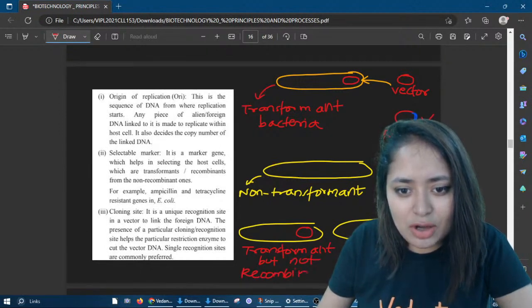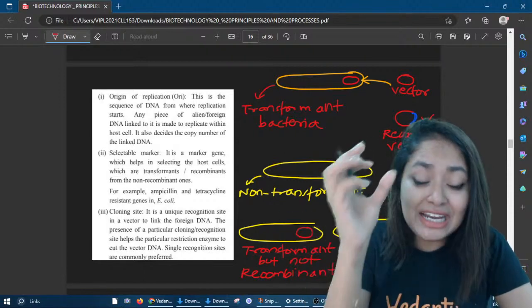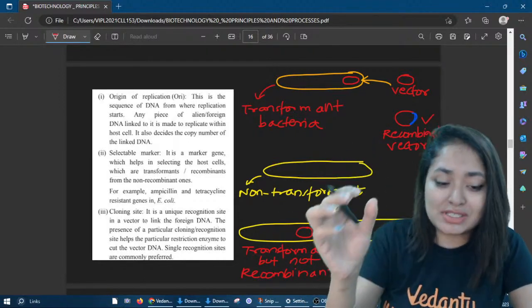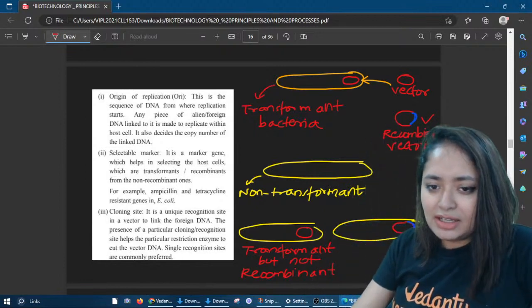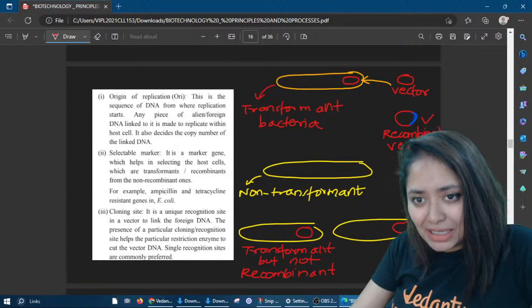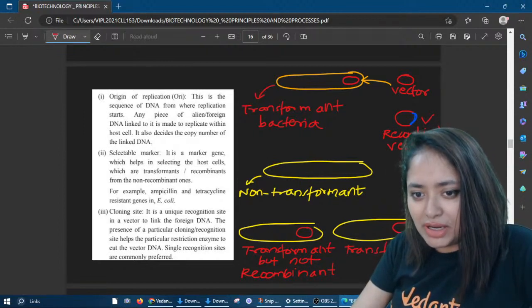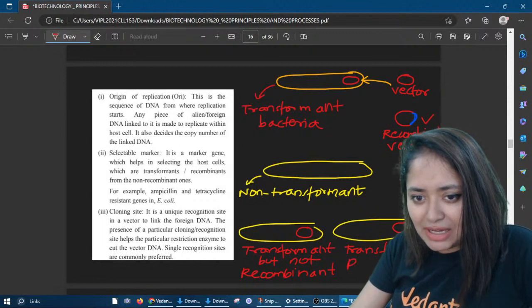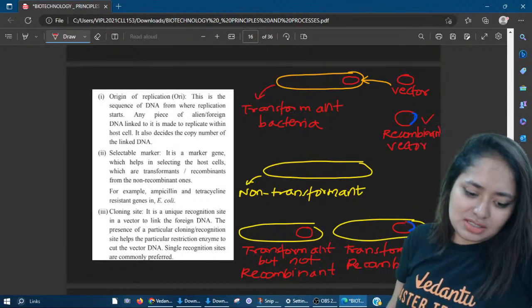Understood? Is it recombinant? It is not recombinant. It doesn't have the vector of choice. It doesn't have the DNA of choice. However, this one that's there has picked up the vector. So, this is transformant and it is a recombinant. So, it is automatically a recombinant. Why? Because it has picked up the DNA of interest.